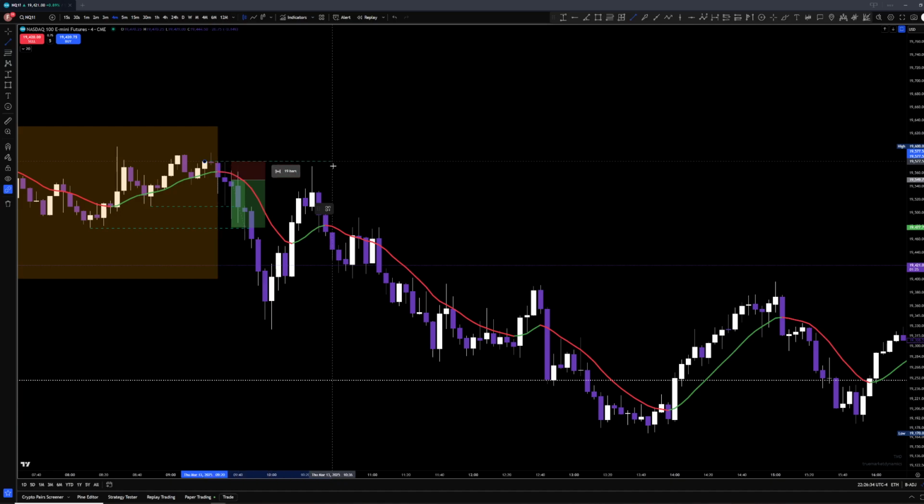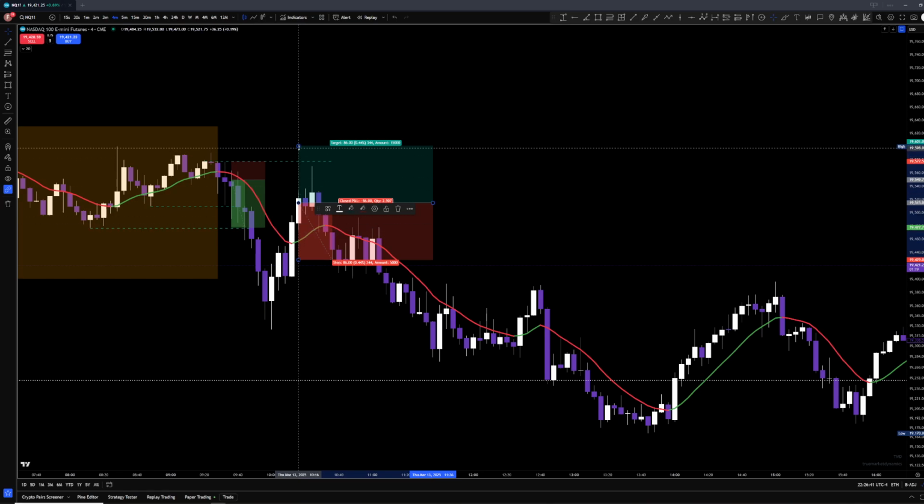You got to see if that risk is worth it. I'm actually just going to map it out real quick. Let's say we said somewhere around here. What's really on that candle?